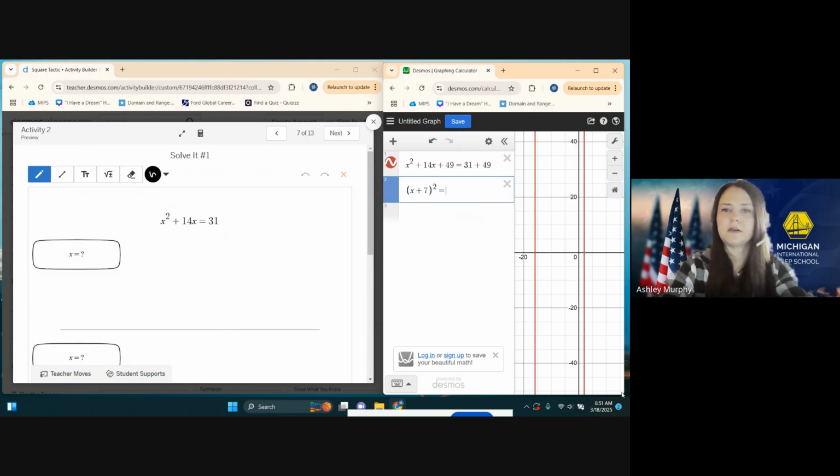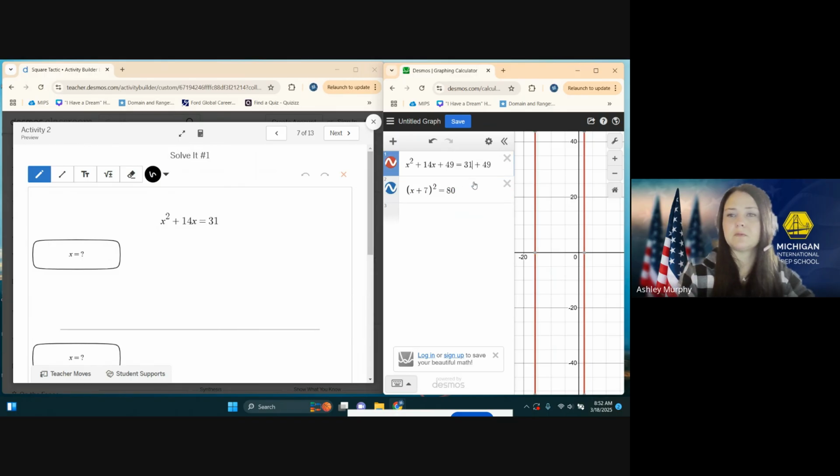All right, 7 times 7 is 49, 7 plus 7 is 14, so that factors nicely. On the other side, we need to figure out what is 49 plus 31? Well, that's like 50 plus 30. That's looking like 80. I know I haven't made any mistakes because my red and my blue graph are identical, so nothing has been messed up.